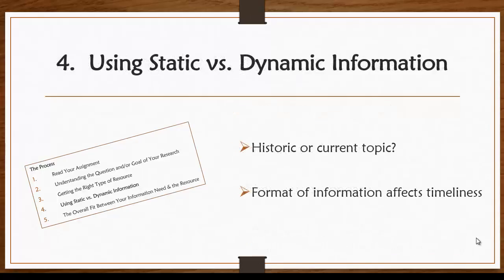You want to think carefully about using static versus dynamic information. Our world is fast and information is flying around at incredible rates of speed. Sometimes that's okay for a research source, and sometimes it's not. If your source or your topic is historic, you might be okay to use more static information such as a book. If it's more current, websites, blogs, online resources, those types of dynamic resources might be better suited to what you need.